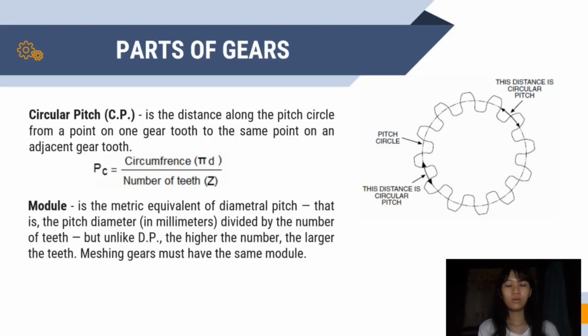Module is the metric equivalent of diametral pitch. That is, the pitch diameter in millimeters divided by the number of teeth. But unlike diametral pitch, the higher the number, the larger the teeth. Meshing gears must have the same module.